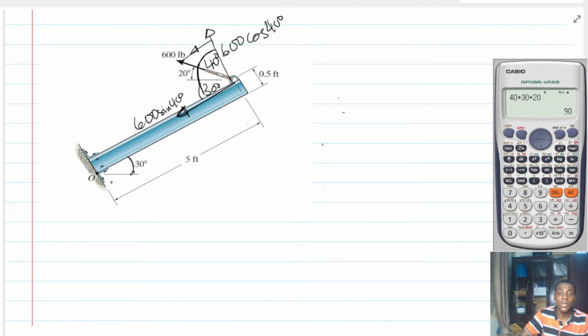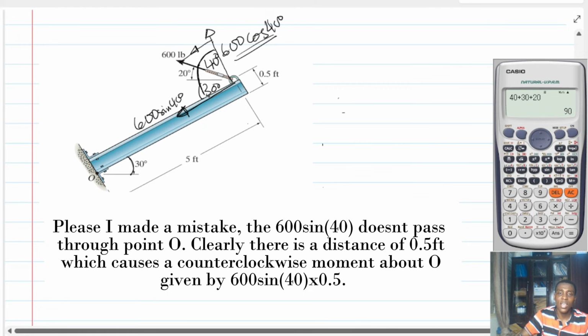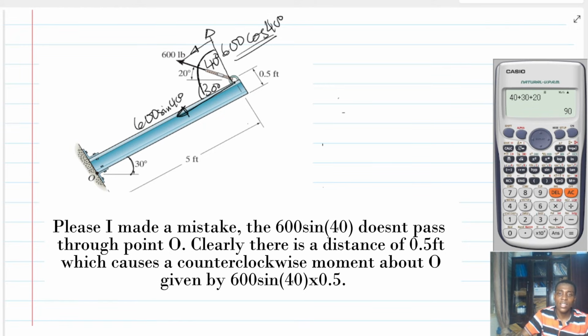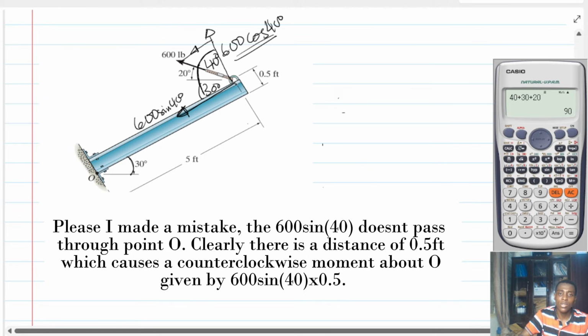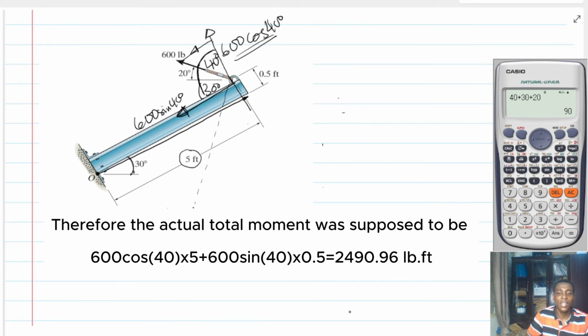And so it doesn't really create any moment. However, this 600 cosine 40 is perpendicular to the bar. Therefore, it creates a moment. And then, since the line of action of this 600 cosine 40 is all the time in this direction, I just need a perpendicular distance from here to here. And that distance is the 5. Therefore, the moment about O for this one is going to be 600 cosine 40 multiplied by 5. I hope the concept is clear.